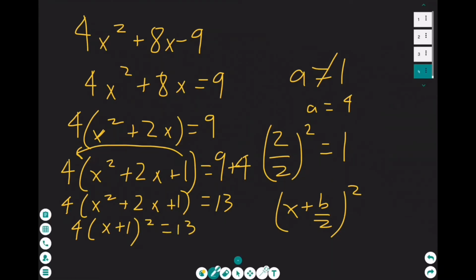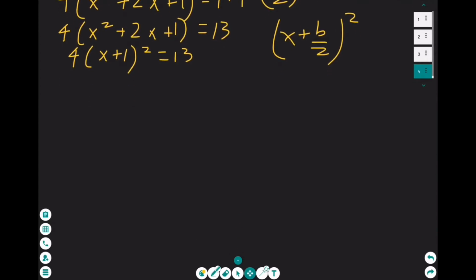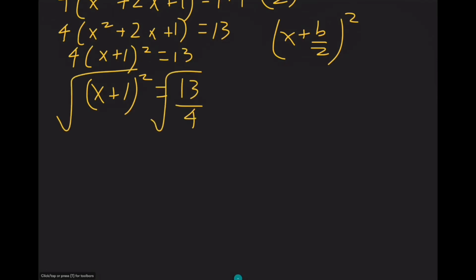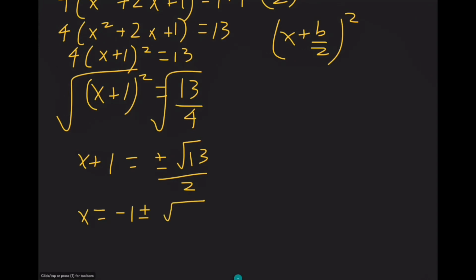Alright, let me get more space. Okay, so then we're going to divide by 4 on both sides. So it'll be x plus 1 squared equals 13 over 4. Then we square root both sides. X plus 1 equals plus or minus square root 13 over 2. And then to completely isolate x, it's going to be x equals negative 1 plus or minus square root 13 over 2.